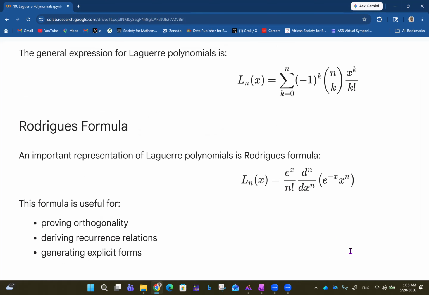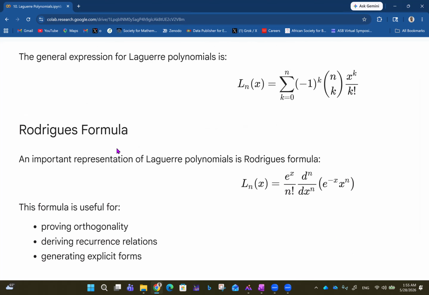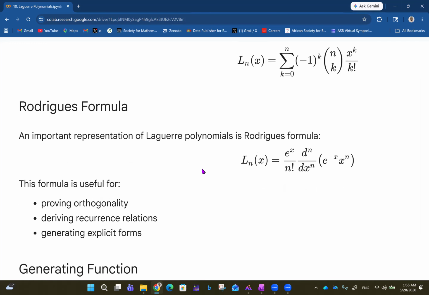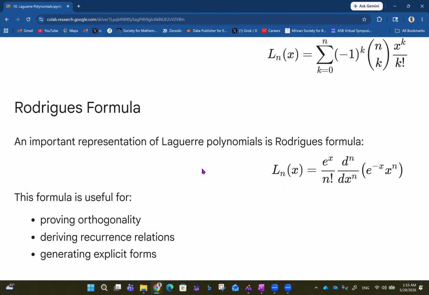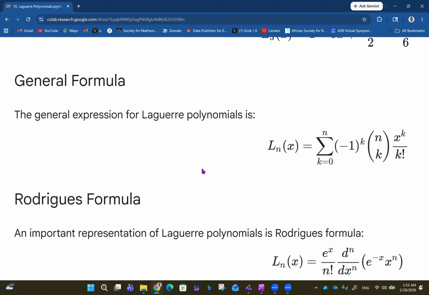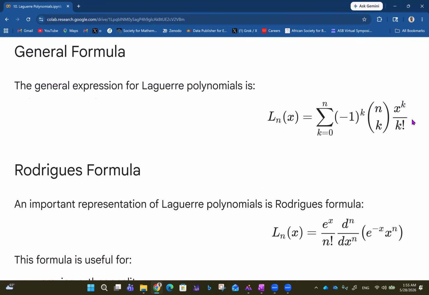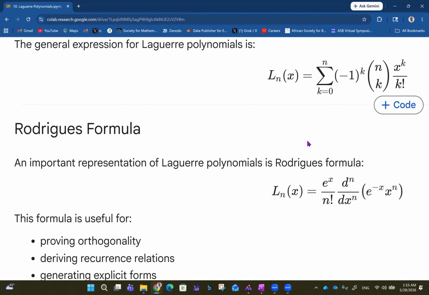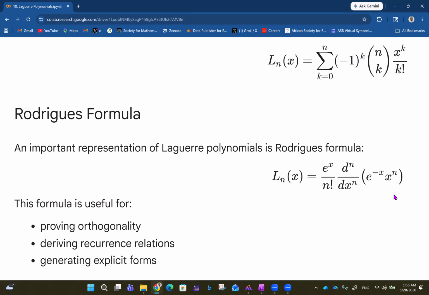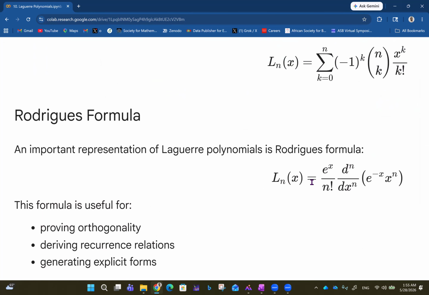Then, of course, as usual, we have the Rodrigues formula. An important representation of Laguerre polynomials is the Rodrigues formula. It helps us get the Laguerre polynomials, just like the general formula will give us. So here you have L sub n of x equals e raised to power x over n factorial, d^n dx^n of e raised to power minus x, x raised to power n. This formula is useful for proving orthogonality and for deriving recurrence relations and generating explicit forms.